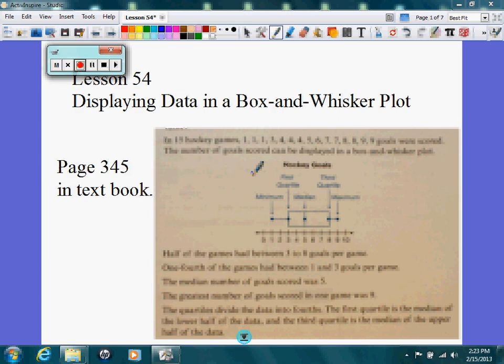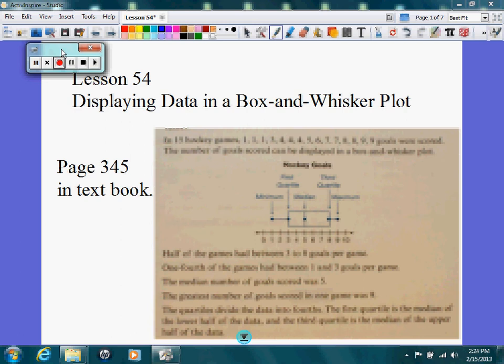Our next lesson is lesson 54, displaying data in a box and whisker plot. I think our textbook says the box and whisker plot was introduced in 1977 by a man by the name of Tukey or something like that. Anyway, it's very useful in displaying data, particularly the median and the range of the data, and it shows how the data is arranged.